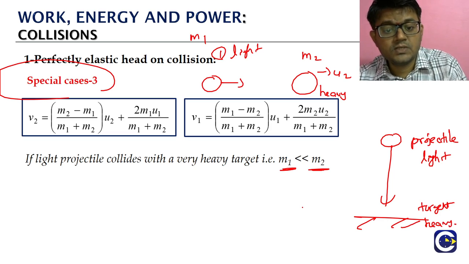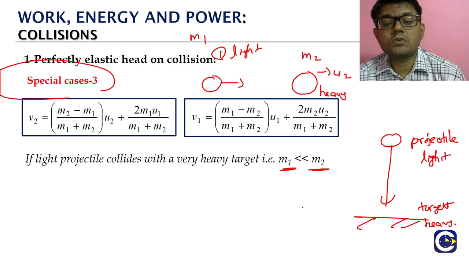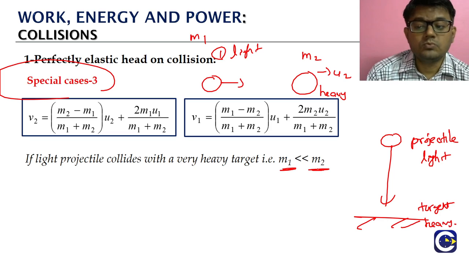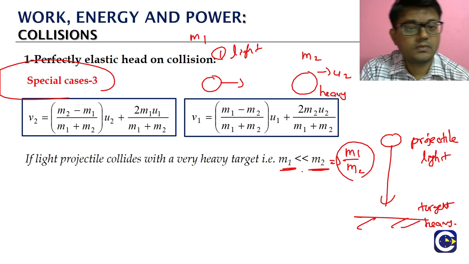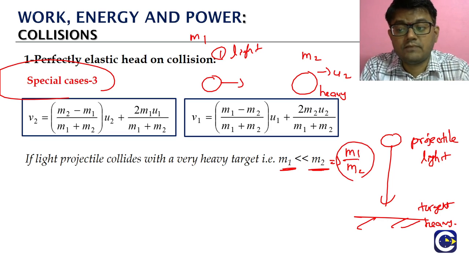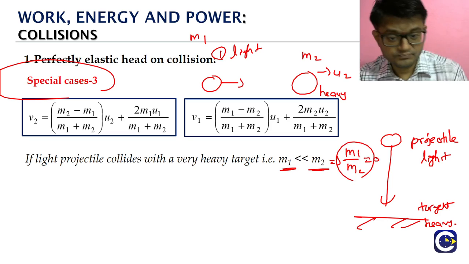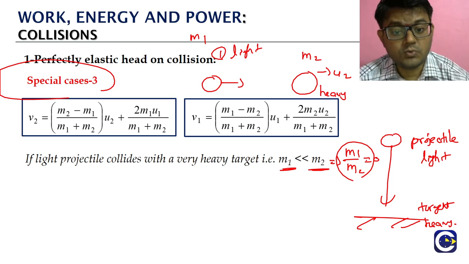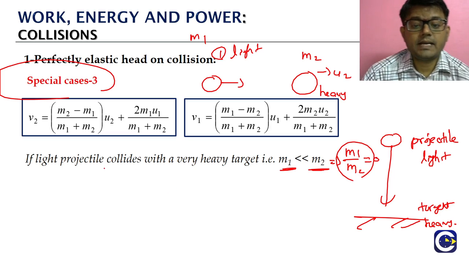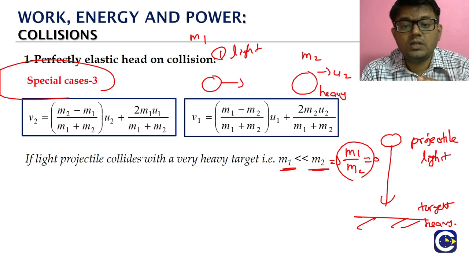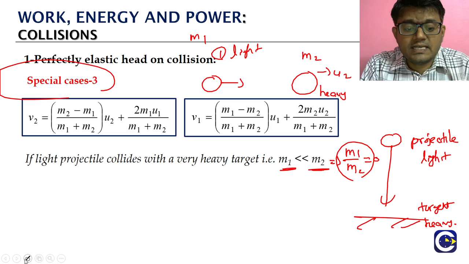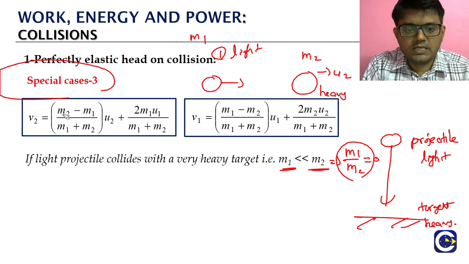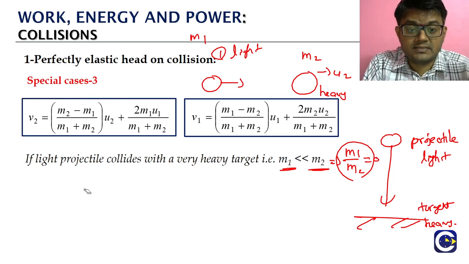Okay, so look here, what is going to happen? The value of m1 is very small in comparison to m2. If we look at the ratio m1 by m2, m1 is very small, so m1 by m2 can be approximated to what? 0. Okay? So now look, what are we going to get? We are going to get just the reverse of the expressions we got before. Just the reverse of it.